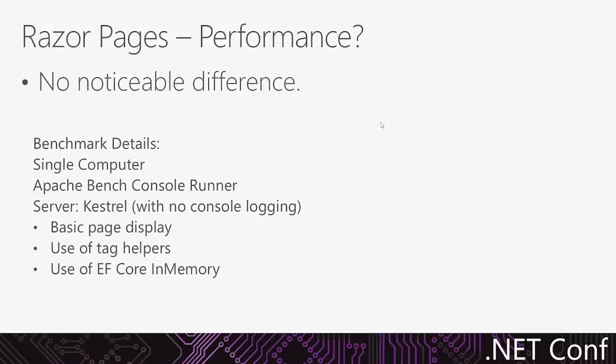So in terms of benchmark details, I was just running these on a single, multi-core computer with an i7 CPU and a ton of RAM. I think I have 24 gig of RAM. I'm using the Apache Bench console runner, which is the simplest way to just run some load against an application. I was using Kestrel with no console logging, so Kestrel's just running there on localhost and handling all the requests that Apache can send at it.